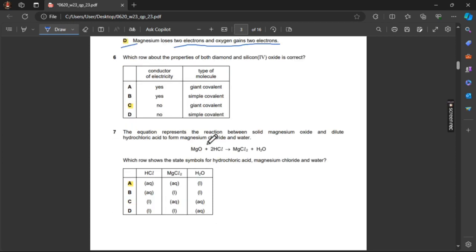The sixth question. Which row about the properties of both diamond and silicon(IV) oxide is correct? Conductor of electricity. We know that both of them cannot conduct electricity, so we should remove answers A and B. And both of them are giant covalent compounds, so the correct answer is C.